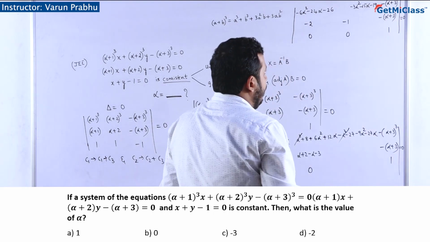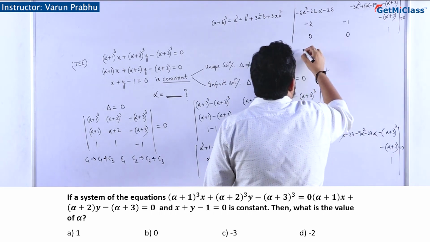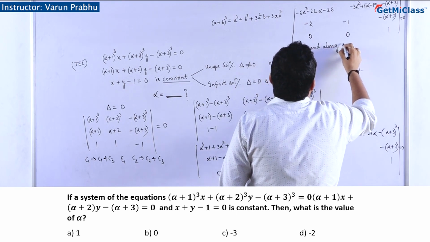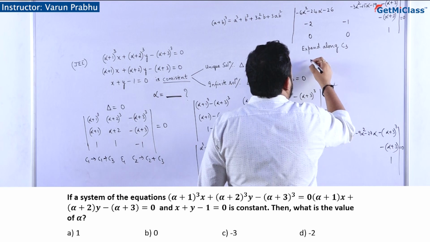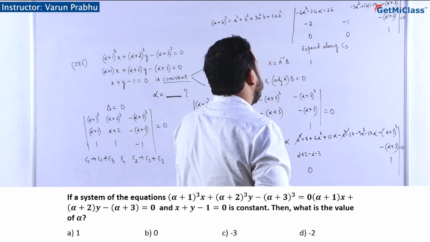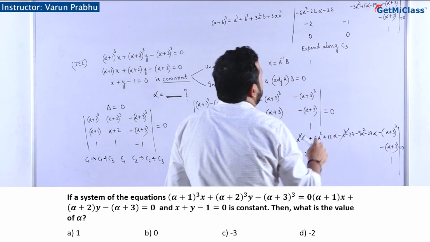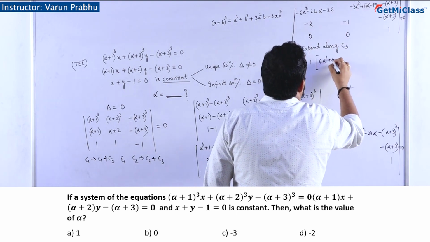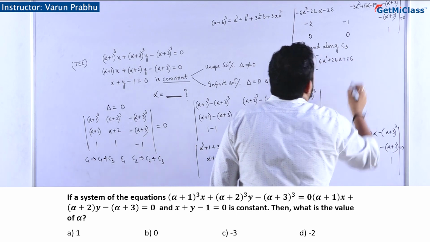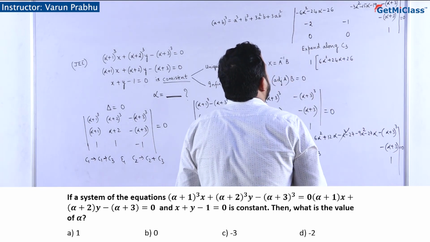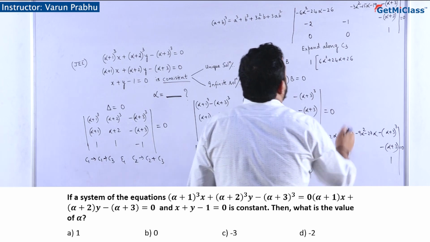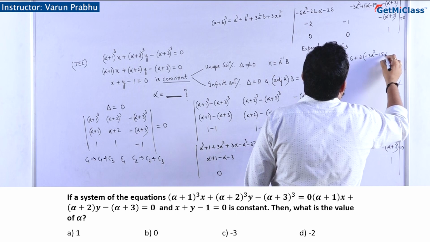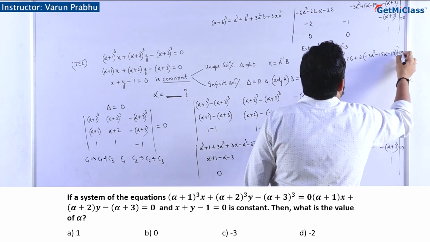Now you expand along column 3. When you expand along C3, what answer do you get? You will get 1 into, leaving the row and column containing 1, 6 alpha square plus 24 alpha plus 26, plus 2 into minus 3 alpha square minus 15 alpha minus 19, that is equal to 0.